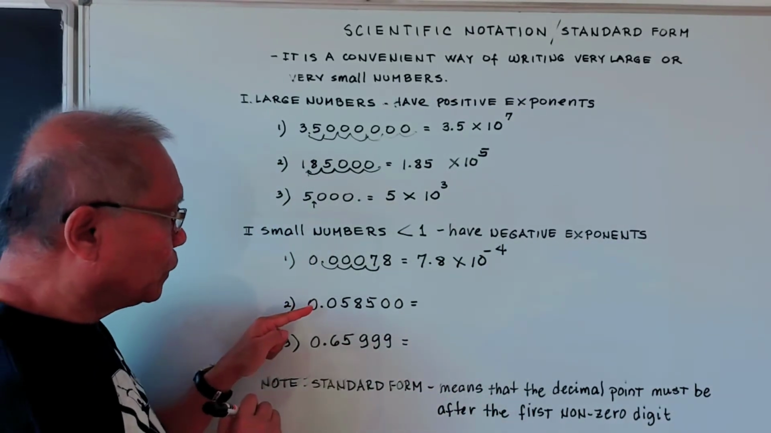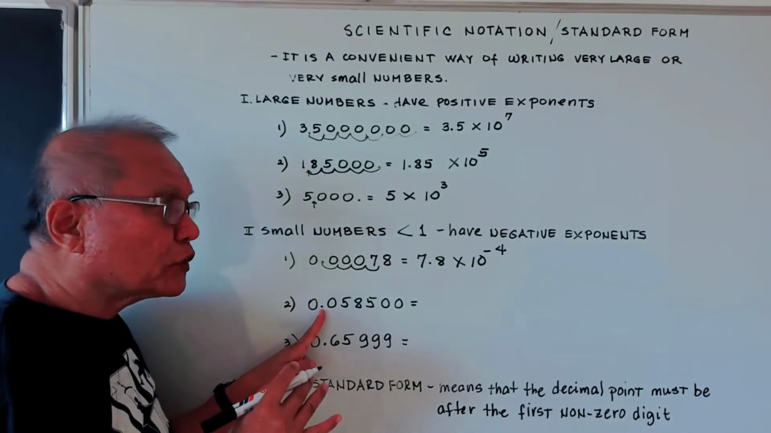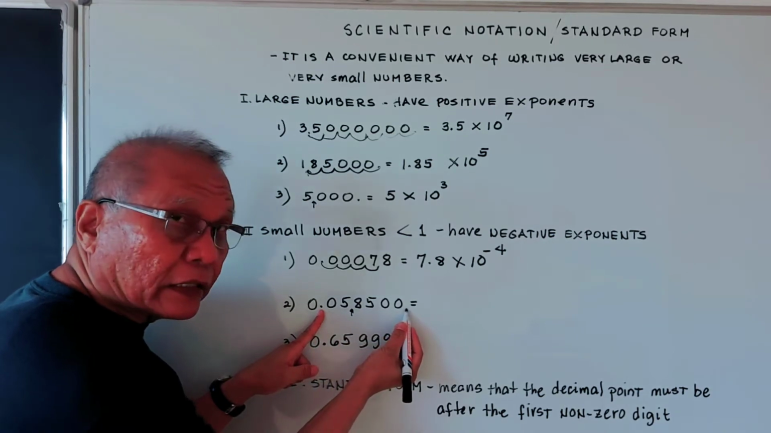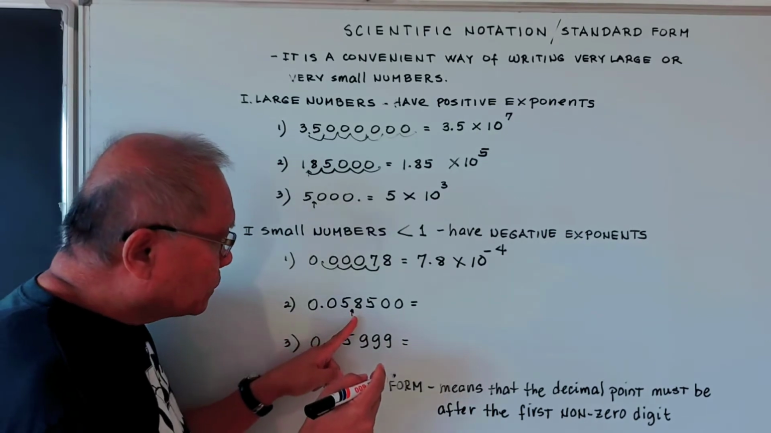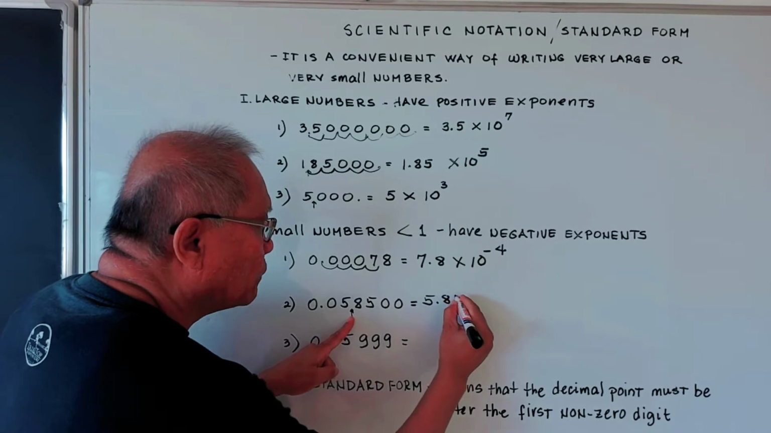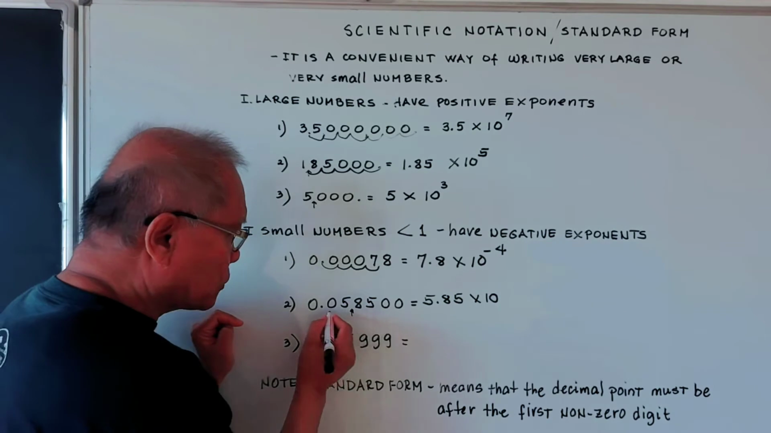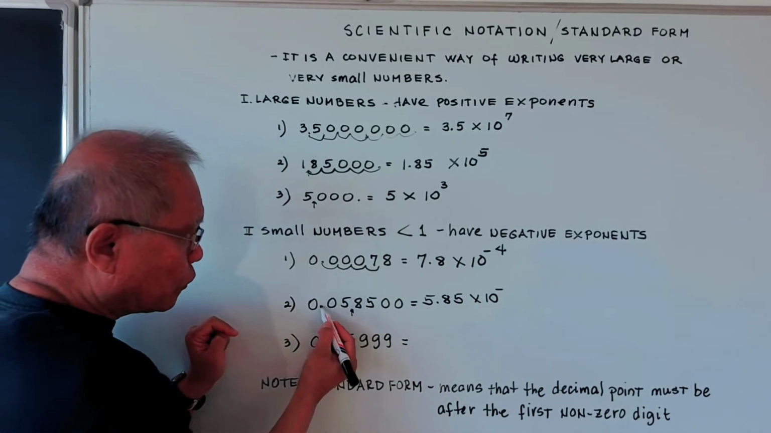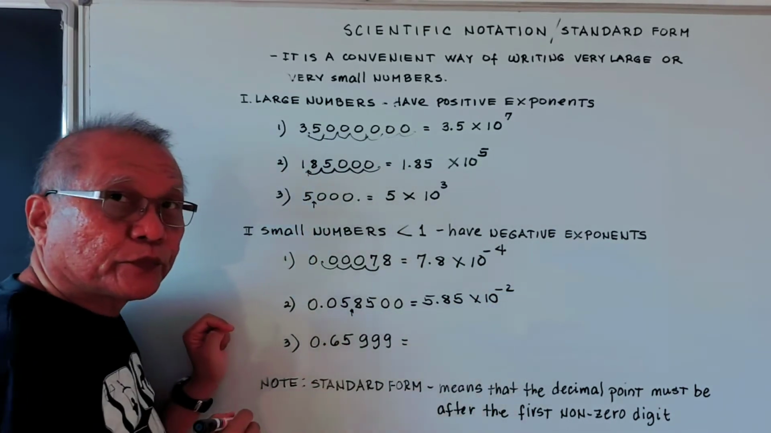Number 2. Okay. Where's the decimal point? Here. Where are we going to put the decimal point? The decimal point is not there. The decimal point is here. It's a small number. So this one becomes 5.85 times 10 to, that's negative because this one is a decimal. So we have negative, and then we count, we have 1 and 2. So we have negative 2.